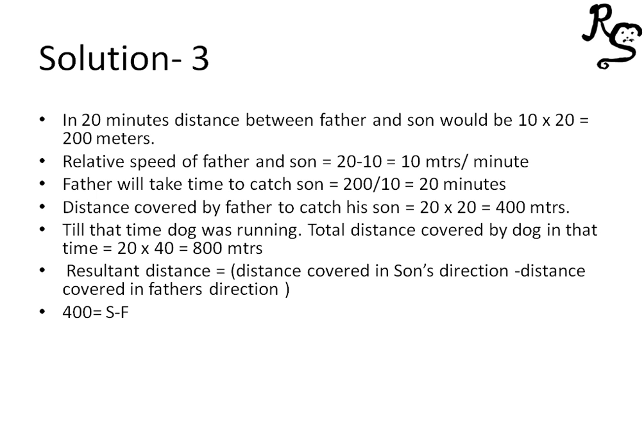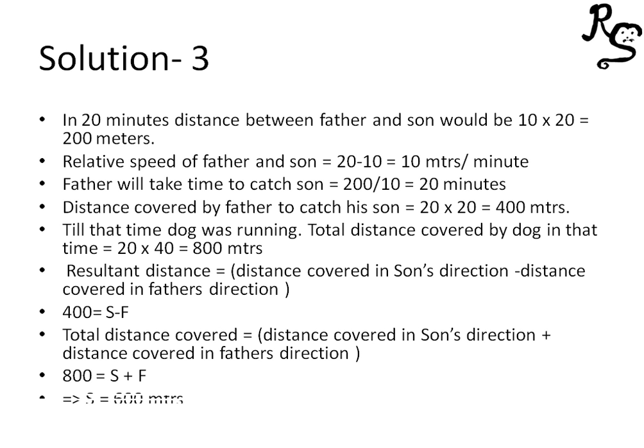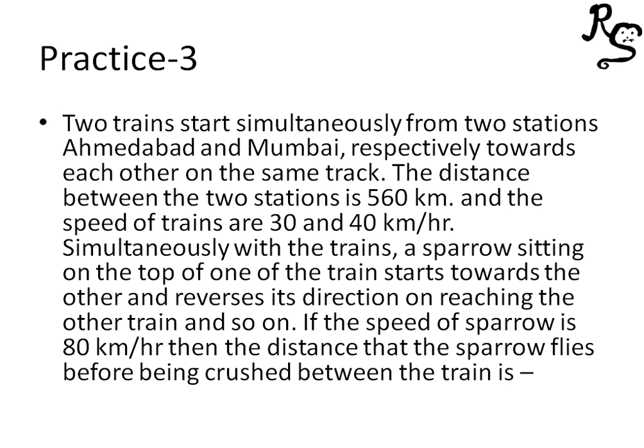S represents the distance covered by the dog in the sun's direction, and F represents the distance covered by the dog in the father's direction. Now from above we know the total distance covered by the dog. It is 800 meters. This distance includes both the distance covered in the sun's direction and the distance covered in the father's direction. We have two equations. From above we can solve the value for S, and that is 600 meters. So the answer to the question is 600 meters.